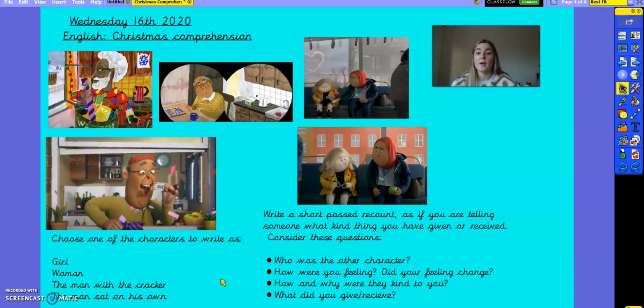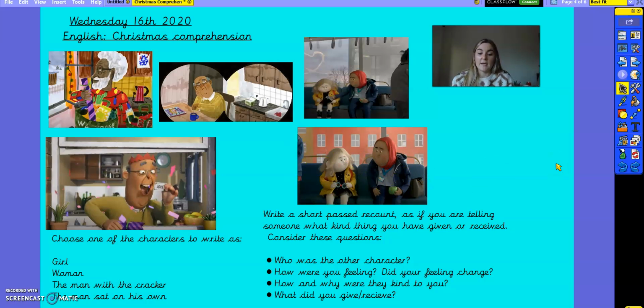And that guy cheered him up by passing the cracker through the window. So when you write your recount, you're going to need to think about some key points. You're going to need to think about who you're writing as, and who the other character was in the story. Obviously, if you're the little girl on the bus whose glasses are broken, you're not going to write about the man who received the cracker because it's just not going to make any sense. So you need to make sure that you're writing about the character that is relevant for you.